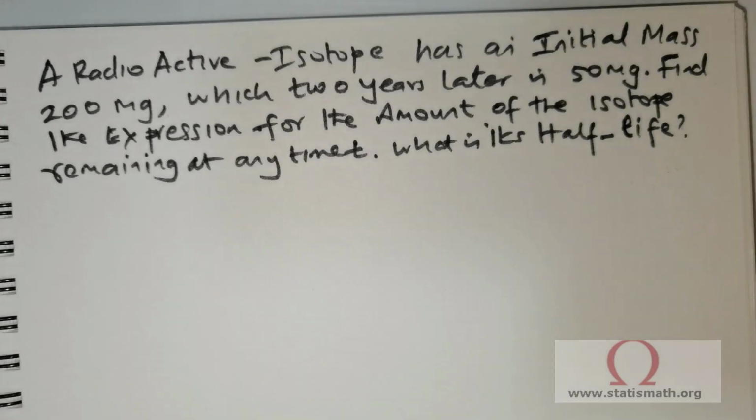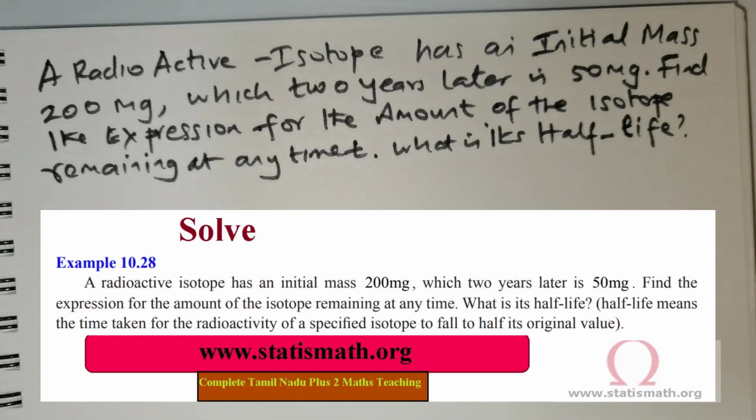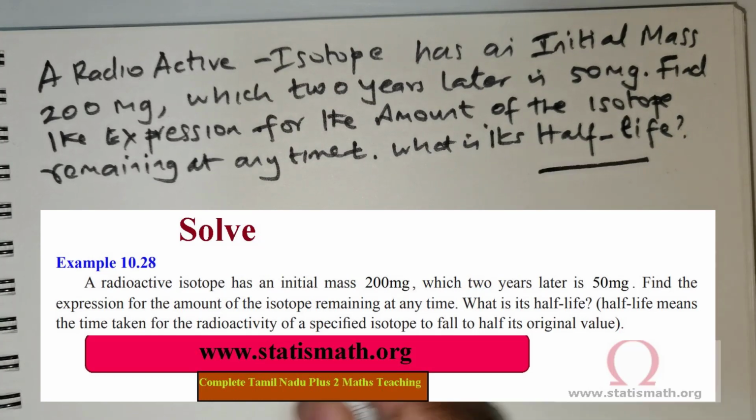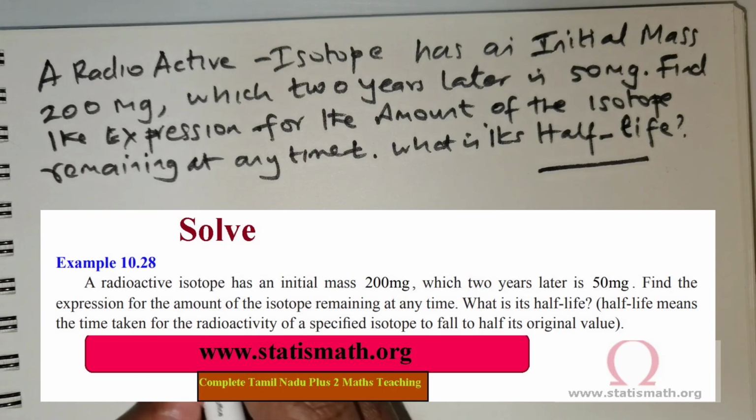Since we are given this question: a radioactive isotope has an initial mass of 200 milligrams, which 2 years later is 50 milligrams. Find the expression for the amount of isotope remaining at any time t, and also find the half-life. So we would have to have a differential equation. For that, we would make the following assumption.